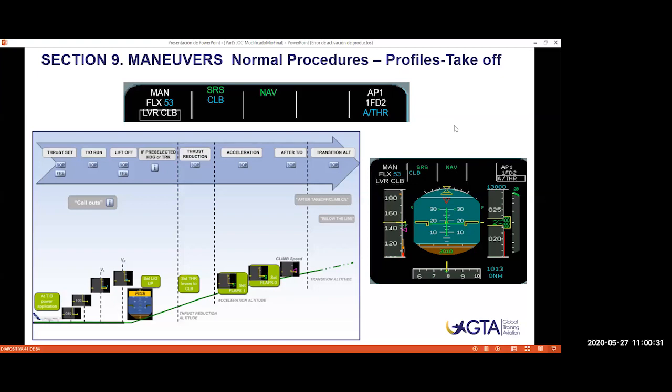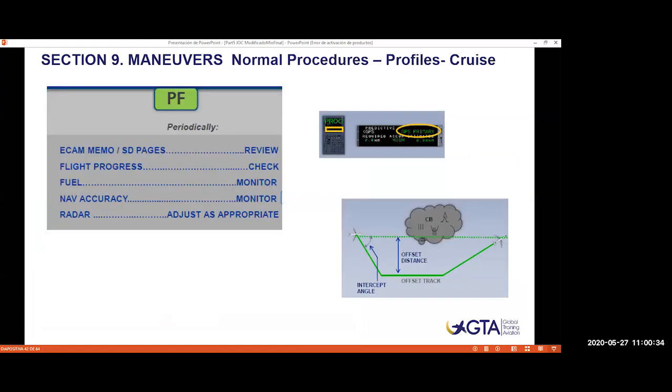Okay, this is a different profile that you have to do. Then later on, when you reach the cruise, the pilot flying also has his own things to do. Look at what happened on the ECAM, how the flight progresses, what the FMNGC says about the flight progress, what is my fuel, nav accuracy, etc. Or if we have to do a short-term modification, because we have to avoid some cumulonimbus and thunderstorms.